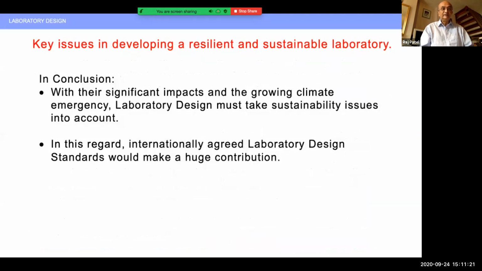So in conclusion, with a significant impact and the growing climate emergency, laboratory design must take sustainability issues into account. And in this regard, internationally agreed laboratory design standards will make a huge contribution. And my colleagues, Jianyu and Catherine, will talk about international standards on laboratory design. Back to you, Dorina.